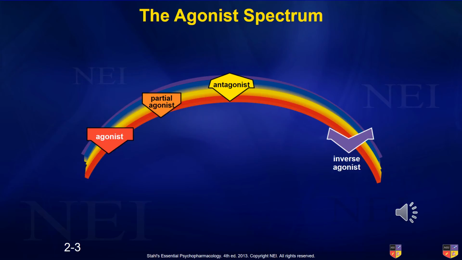So the agonist spectrum, we can go from one end, which is a full agonist, and then into a partial agonist. I think Stahl's slide here is not complete because he only has one picture for the antagonist. However, there are partial antagonists. And then if you go over to the far right, there is an inverse agonist. He puts that there, but I have not found any medication that is listed in his book as an inverse agonist. We'll explain that a little bit more as we look at the next slide.